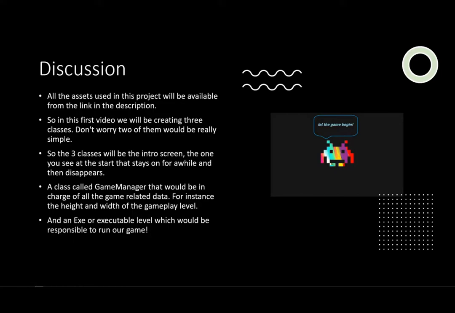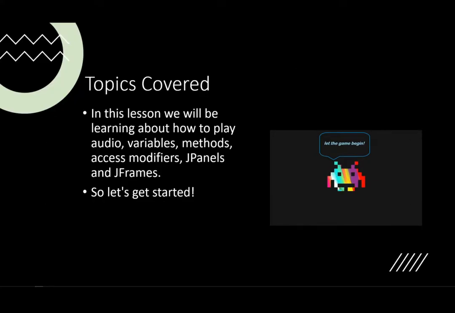The GameManager class would be responsible for all the data fields that we want to use, for example, like height and width of the scene, and it would populate the scene class later. But for today, the GameManager class would be really simple. The executable class would just be in charge of actually creating or running the game. And the main thing would be the intro screen class, and that would have all the methods to run the audio and also painting the level of the intro background.